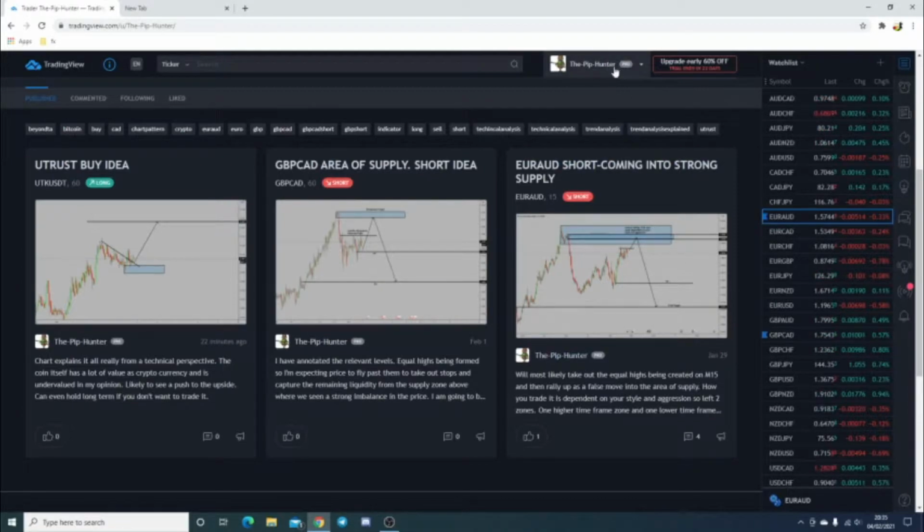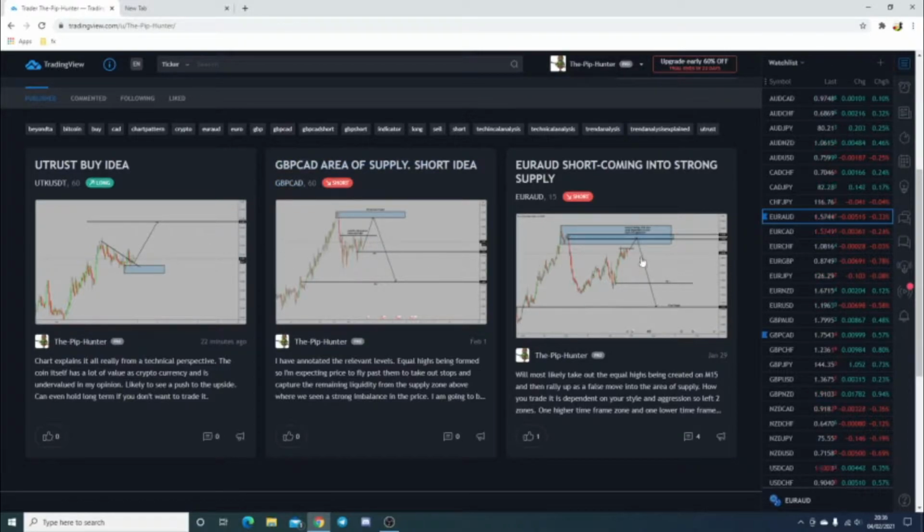So you can see here the Pip Hunter. I've literally just made this, so once the trial ends, I'm going to obviously upgrade, etc. Just posted one for Utrust as well. So I will maybe go over that in a separate video, or maybe we'll see how it plays out. Or you can go to TradingView and view it if you want to.